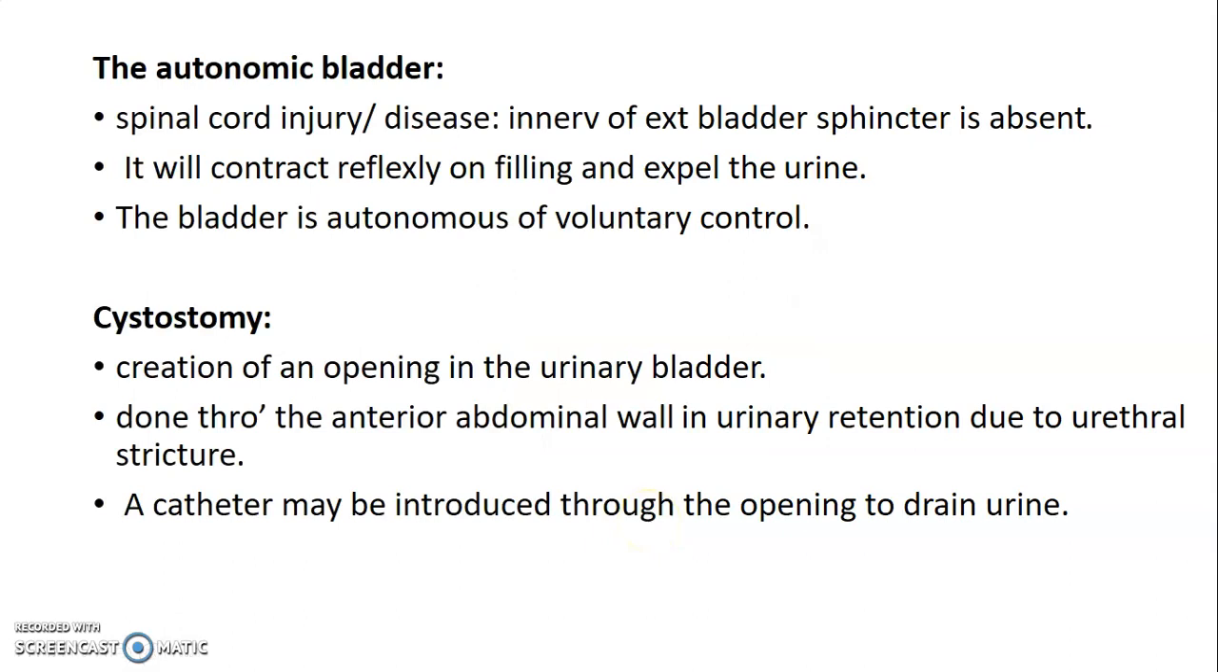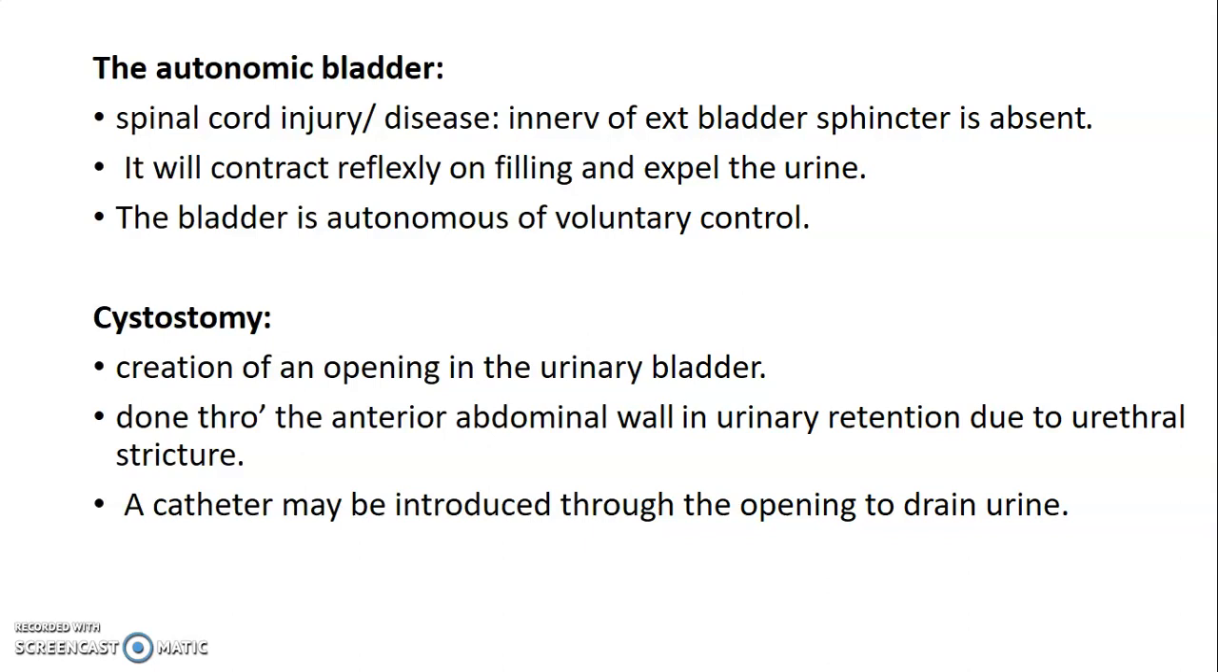Then we have autonomic bladder. This is whereby in spinal cord injury or spinal cord disease, the innervation to the external bladder sphincter is usually affected. Therefore, it will contract reflexly on filling and expel the urine. So the bladder is autonomous of voluntary control. Remember, the external bladder sphincter is innervated, has voluntary control, while the internal one has autonomic control. So in spinal cord injury, you lose the voluntary control. So the moment the bladder fills, it just expels urine uncontrollably.